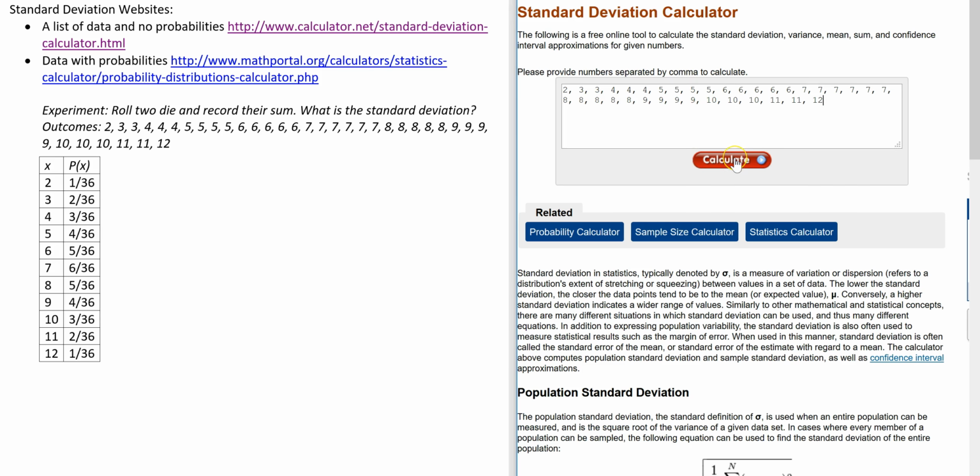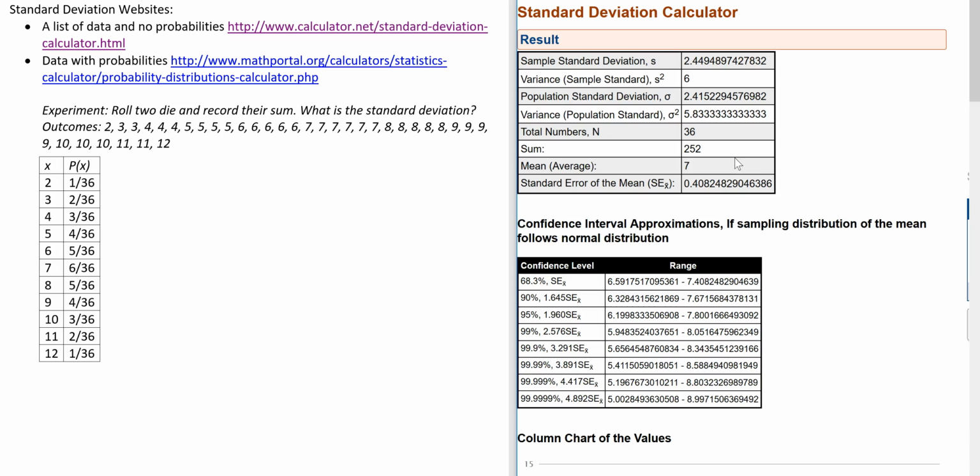And I'm going to ask it to calculate. Then a screen comes up and I have to know which one I am using. And in this particular problem, we are using a population. It's a population standard deviation. So the answer would be 2.4.